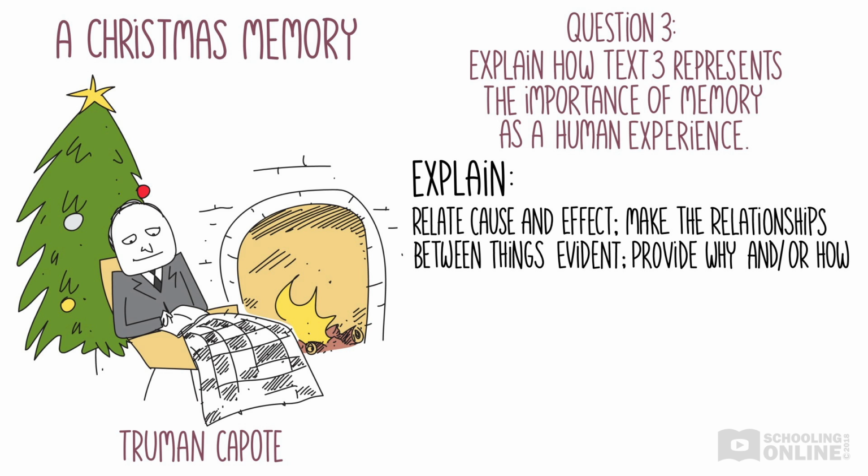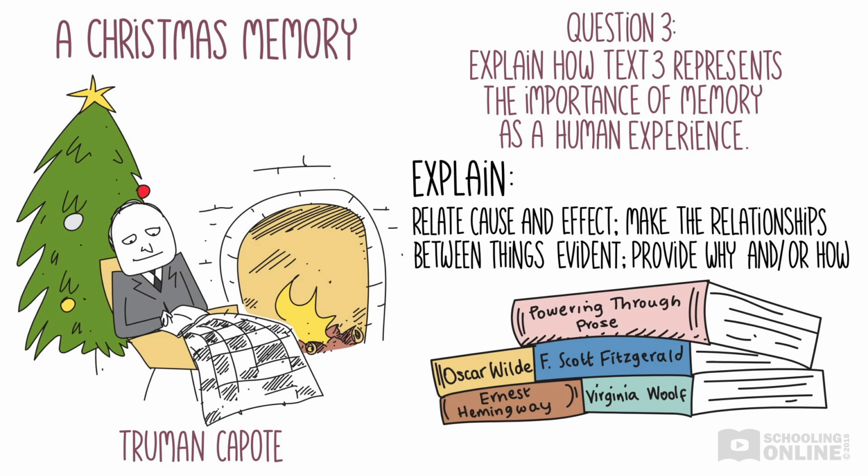In other words, we need to show clearly how quotes from the story link to a big idea about memory as a human experience. Let's go through the story and annotate aspects of the story that will help us answer the question. If you want to find out more about how to analyse prose texts, check out the Powering Through Prose lesson in our Stage 6 English Essentials series.